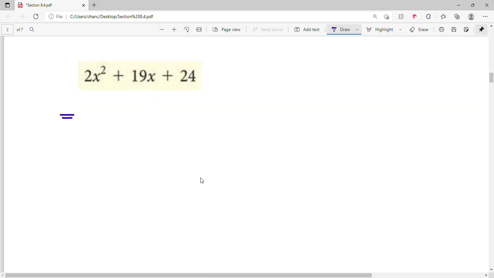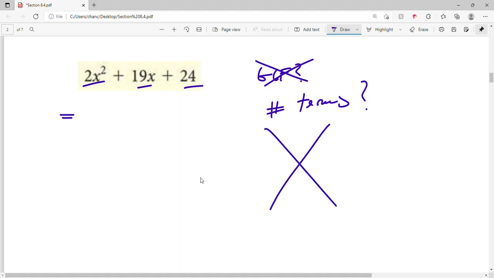In this example, I ask myself, is there a GCF besides a 1? And in this case, we don't have a GCF besides a 1. So we'll look at the number of terms. Notice that we have 3 terms, so this is the AC method. This is the AC method because we have a leading coefficient besides a 1, so we'll take the first term and multiply it with the last term.